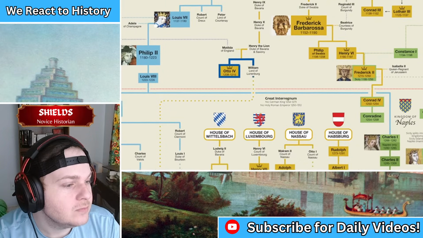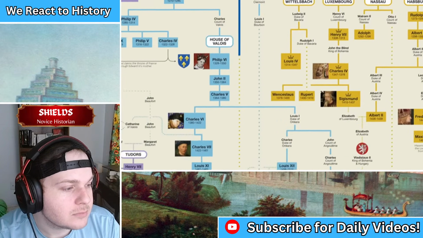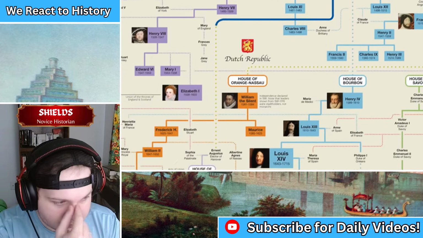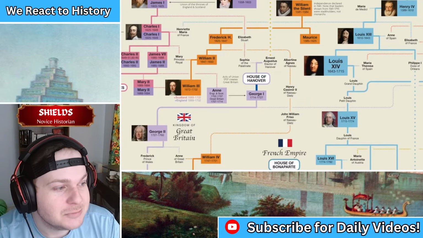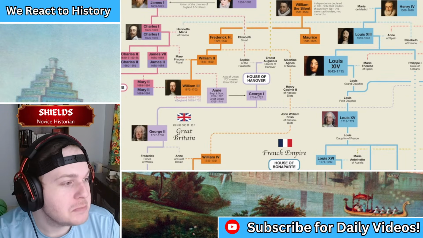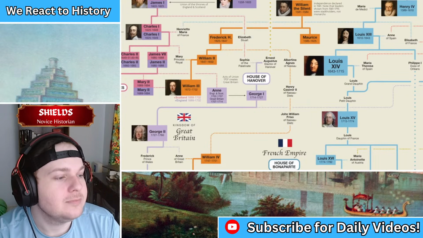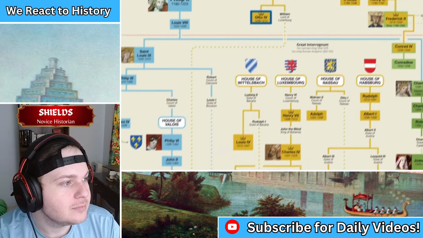Although note that his distant male line relatives, through his brother William, ended up becoming the kings of Great Britain under the name the House of Hanover. That's the house that Queen Victoria belonged to. But back to Otto IV.